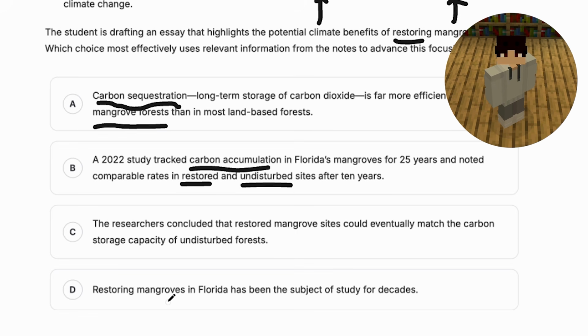Let's just look at this one. D. Restoring mangroves in Florida has been the subject of study for decades. Nothing answers the question there. They're just saying that they've been studying it for decades. That does not answer at all what we're looking for. So A, B, and C are all good choices. C appears to be the most direct and simple, so I'm going to go for C for this one.